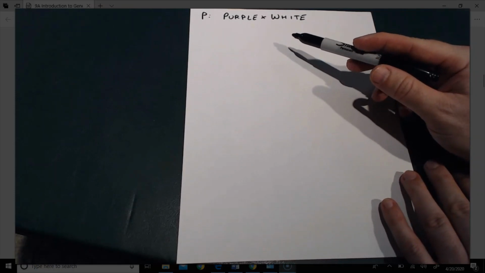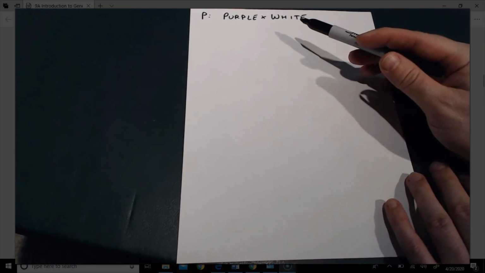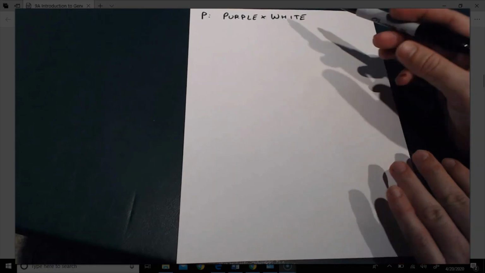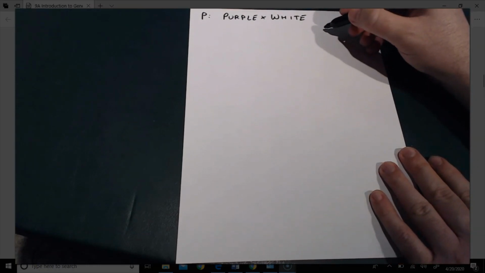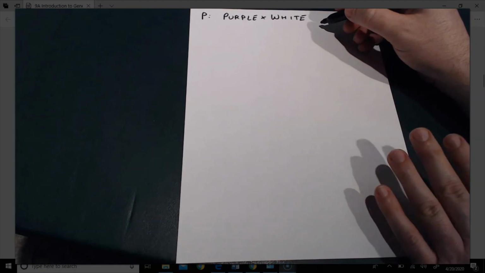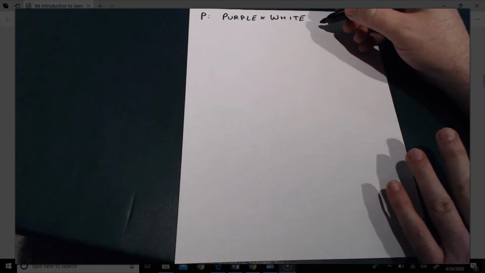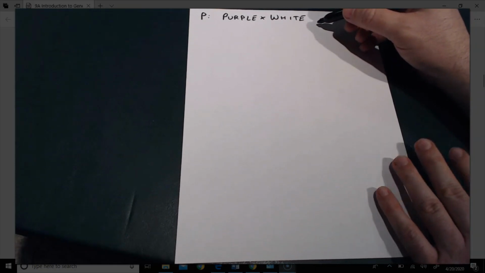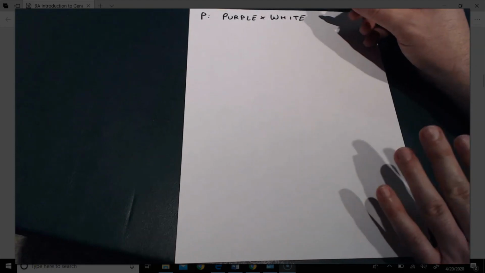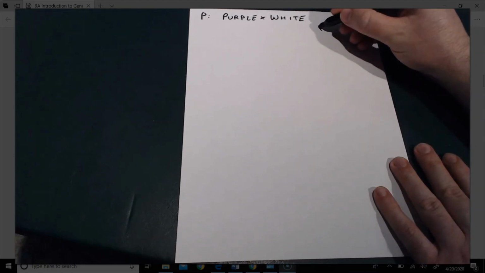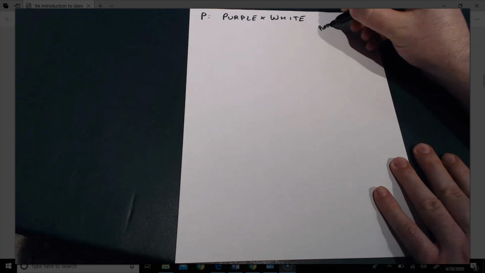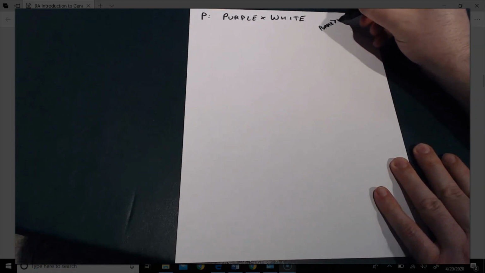The first thing you should do whenever you're solving a genetics problem, and this is introductory, we're not going too deep yet, is know what's dominant and what's recessive. You can go back and look at that sheet, or a lot of times you can bank on the fact that pigment is dominant over non-pigment. But it's better to know for sure. So to start off, we have to know that purple is dominant to white.